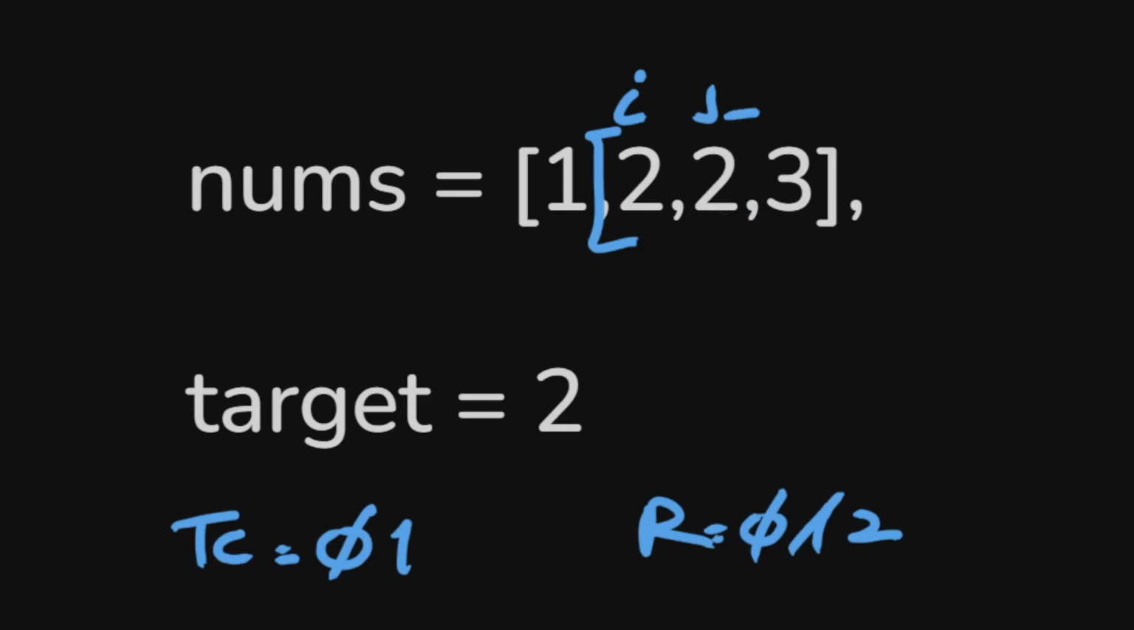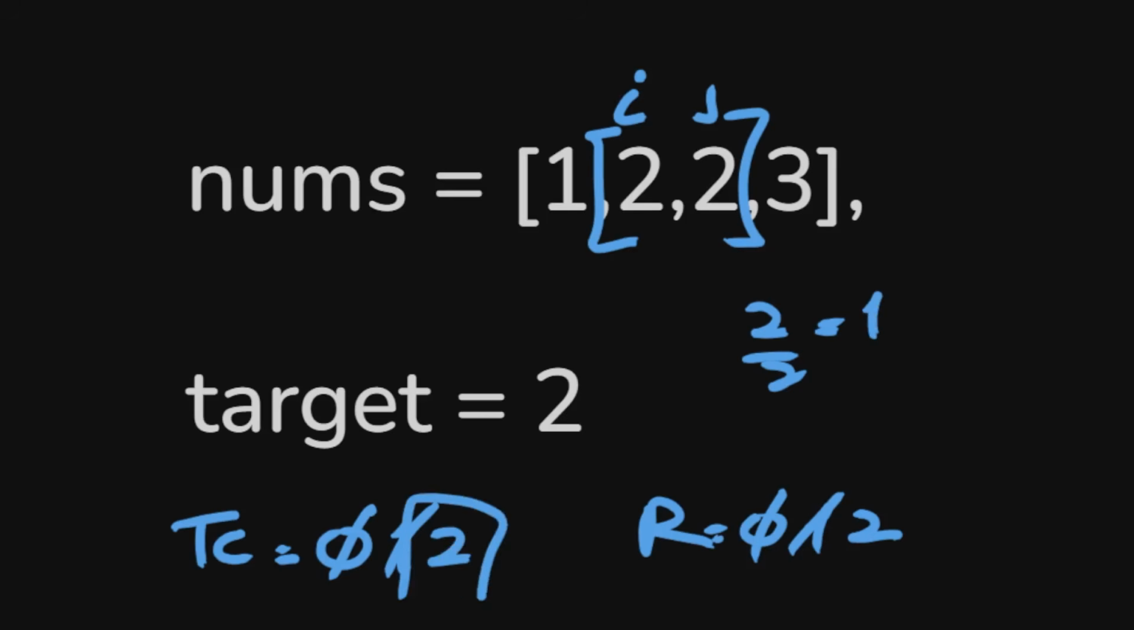Now j is here, so we are looking at this subarray, and given that this is the target, we add 1 to the count, this is 2. Here we have 2 elements, and 2 divided by 2 is equal to 1, which is smaller than the target count, so we add 1 to the result, and this is 3.